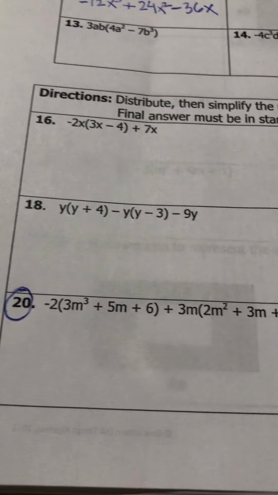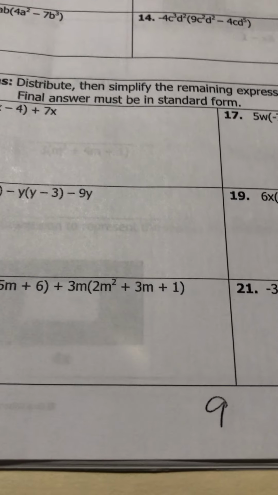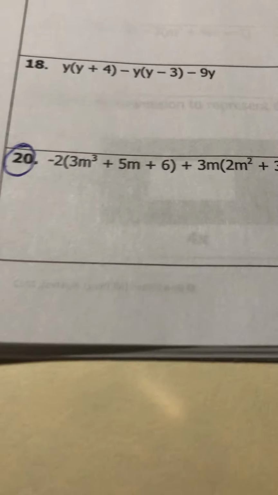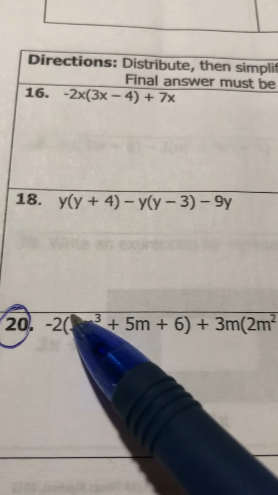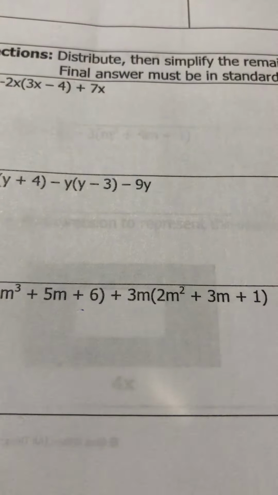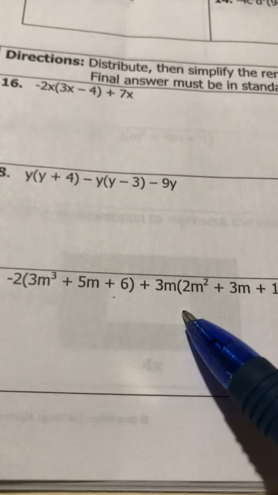Now the next is distribute, then simplify the remaining expression. The final answer must be in standard form. And we're going to do a couple of questions here. So here we can see a monomial is multiplied by a polynomial, and then again a monomial is multiplied by a trinomial, and this is also a trinomial. Generally we can call them polynomials.